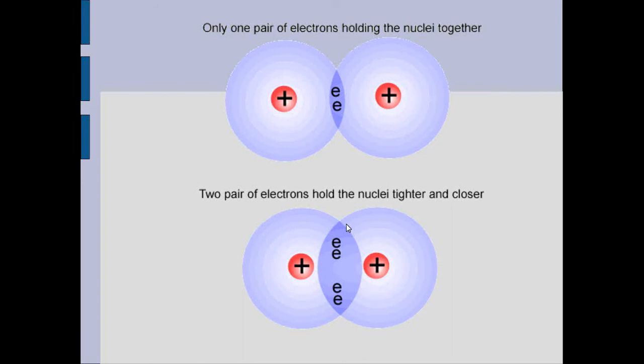Because when you have only one attraction, it's not as tight. But when you have two attractions, the attraction is a lot stronger, and the two atoms are a lot less likely to break away. So you can see here, the two nuclei here are much closer together than the two nuclei here.